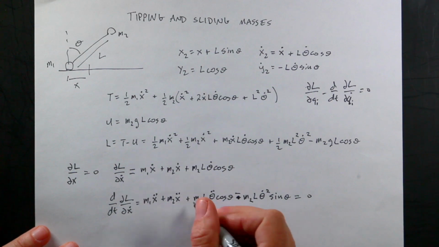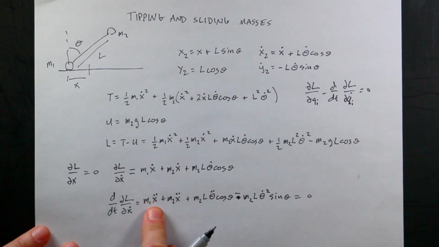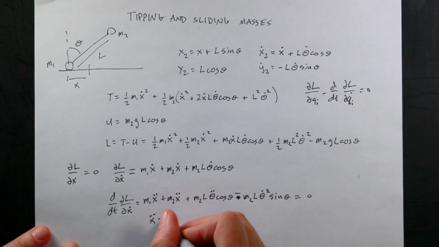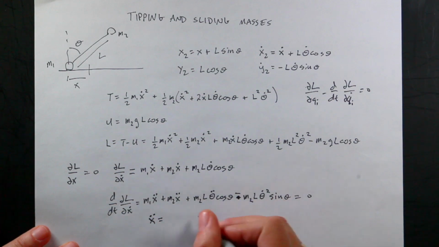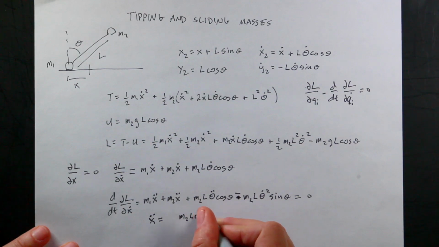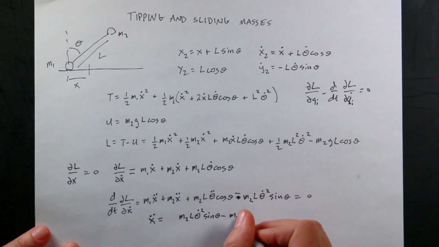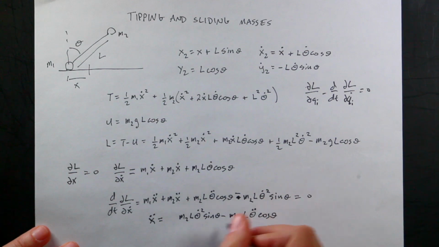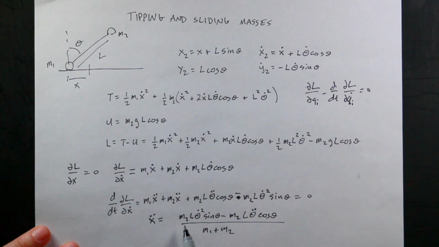So I'm going to just move that to the other side and divide by m1 plus m2. I can do it all in one fell swoop because I like to live dangerously. X double dot equals, okay, so this term is going to be positive over there. It's going to be m2 L theta dot squared sine theta minus m2 L theta double dot cosine theta, all of that divided by m1 plus m2. Okay, so I think that's fine.